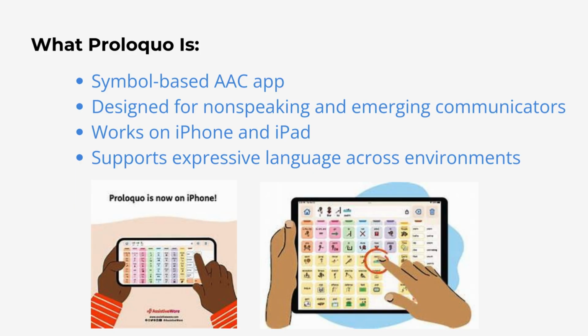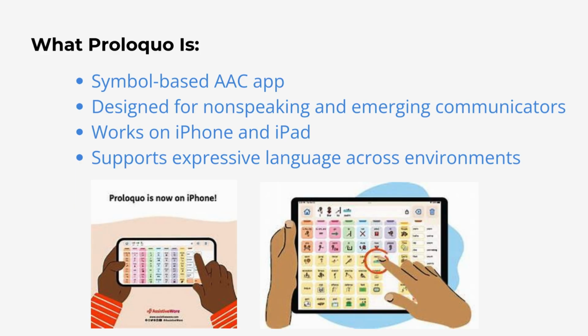Proloquo helps students participate in learning activities, routines, and social interactions. Students communicate through symbols, which reduce communication frustration and increase engagement. The consistent motor planning approach allows students to develop automaticity since words stay in the same location. This removes the cognitive load of searching through pages. Students can focus on creating messages, practicing functional communication, and engaging with peers.